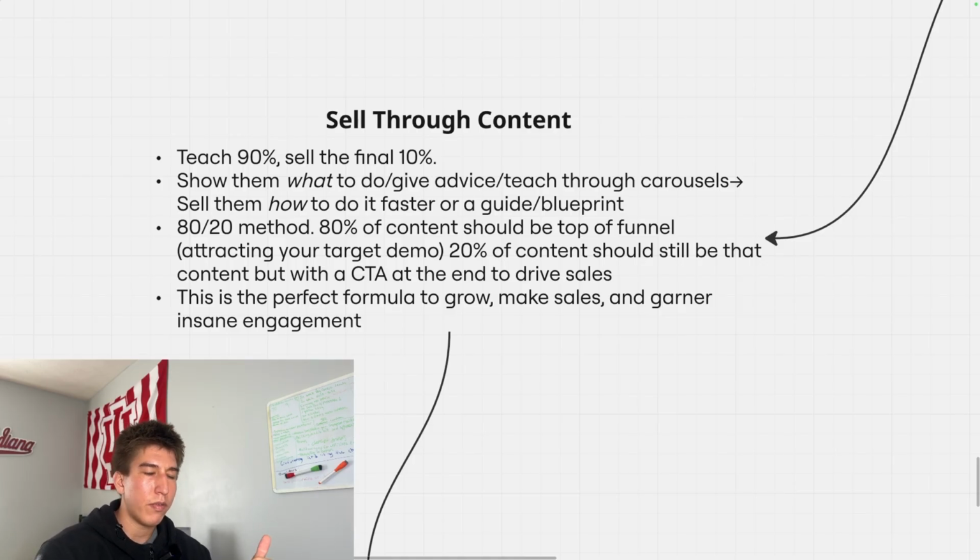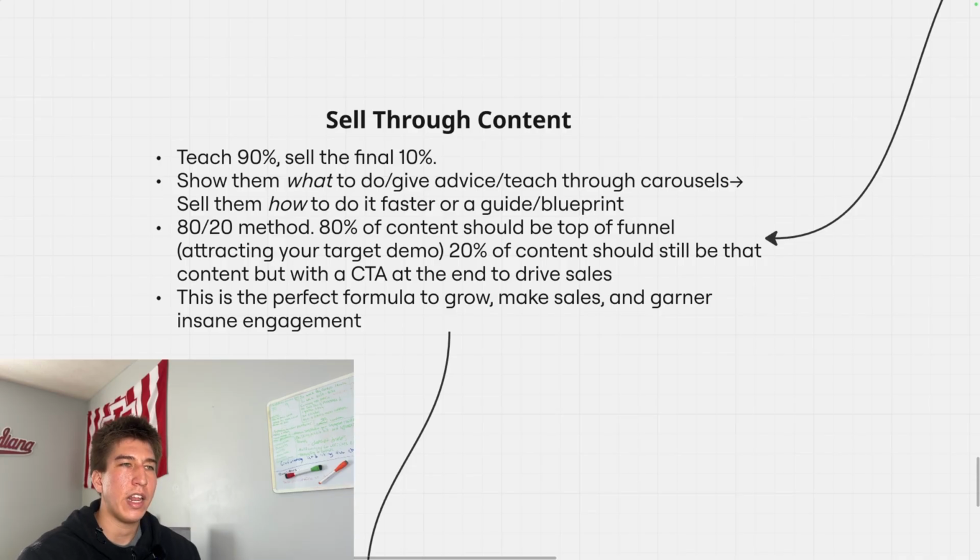So top of funnel content, you don't have to teach every single time, but top of funnel content, meaning content that's driving views, would be 50, 60%. And the rest of it, you can have content that's also teaching people, giving them some advice on the topic, helping them out, and then sell the final 10%. Show them what to do, give advice, teach through carousels, and then sell them how to do it faster through a guide or a blueprint.